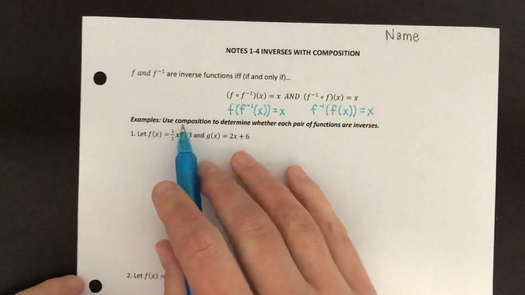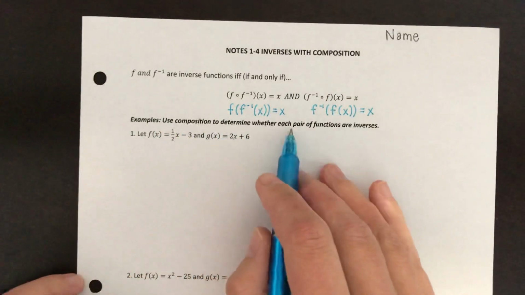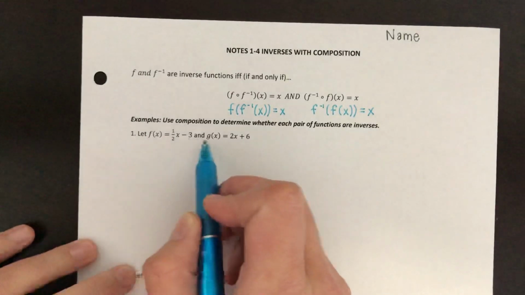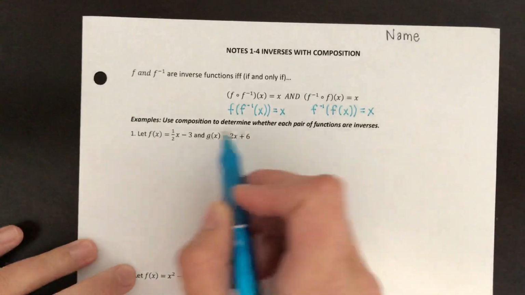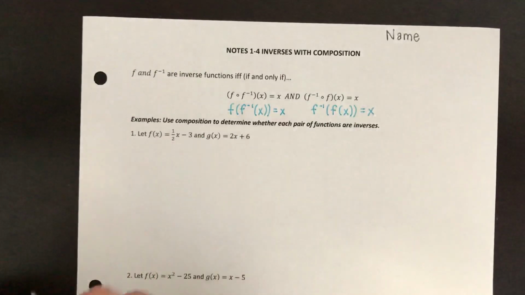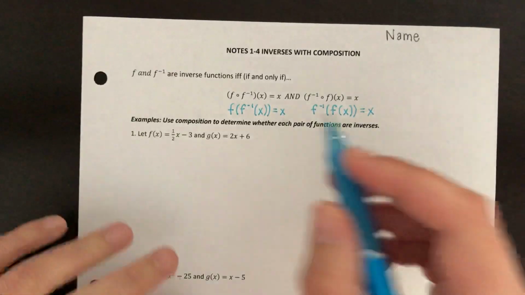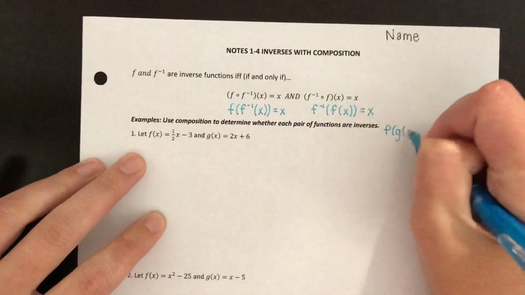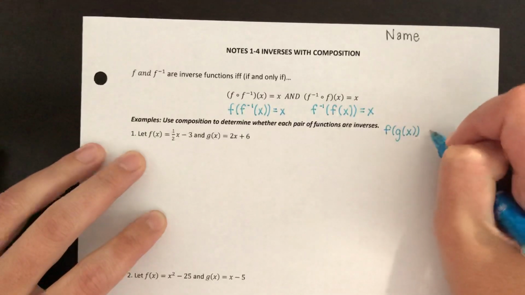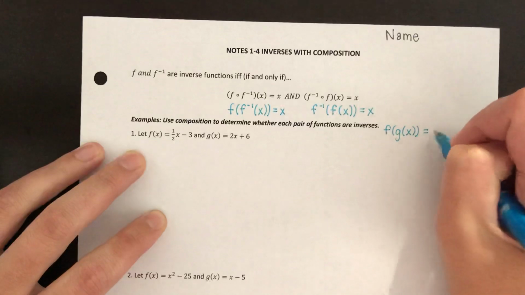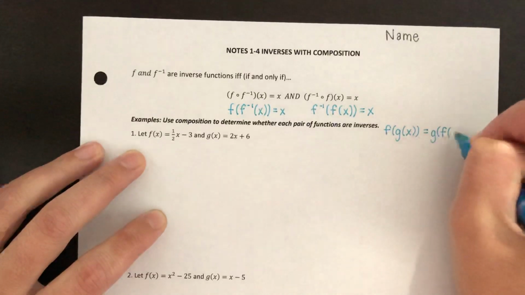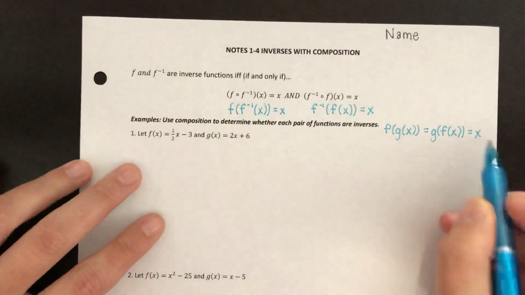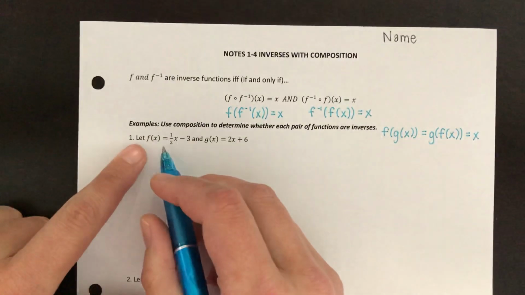Okay, so examples. Use composition to determine whether each pair of functions are inverses. So are f of x and g of x inverses? That's what it's saying. Determine if this pair of functions are inverses of each other. And so what that means is we need to find f of g of x, and we need to find g of f of x, and those two things need to equal each other, and it really needs to equal x. That's what it means. Okay, so let's find out what those things are.